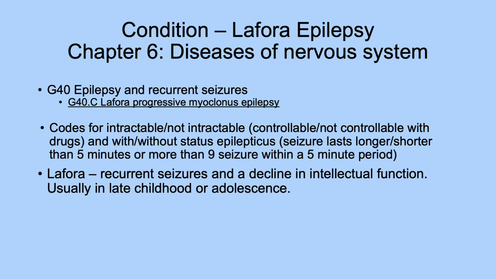So the new code for Lafora progressive myoclonus epilepsy: G40.C. This is a specific type of epilepsy that was not codable in the 2023 version. Under G40.C, there are codes for intractable, non-intractable, with and without status epilepticus. And what is this condition? Well, it's a recurrent disease. Seizures occur with decline in intellectual function. Usually occurs in late childhood or adolescence.